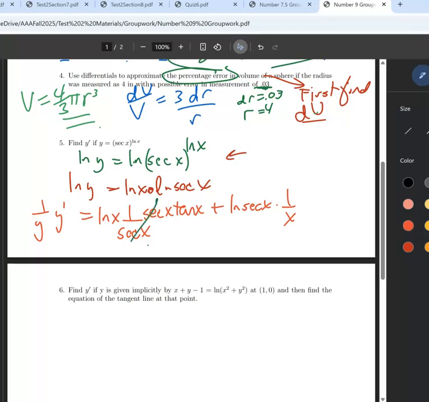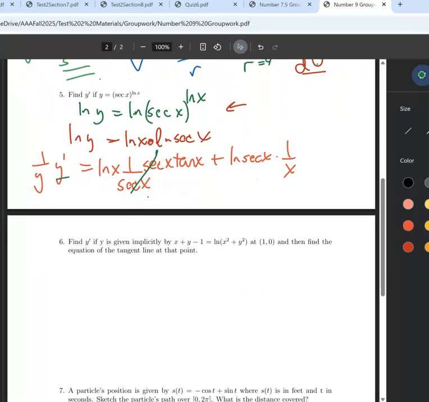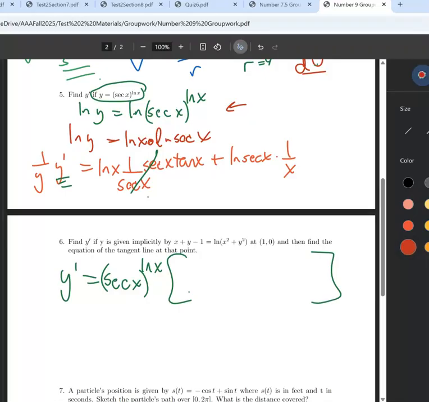So I can do a little canceling, right? And I'm going to solve for y prime by multiplying through by y, and I want to replace what y is equal to, so that's secant of x to the ln of x, and then all times this here, right? So I'd have ln of x times tangent plus ln of secant of x all over x. And that would be the answer for 5.